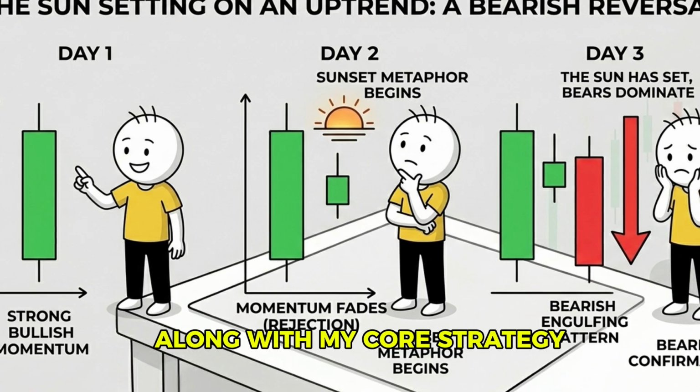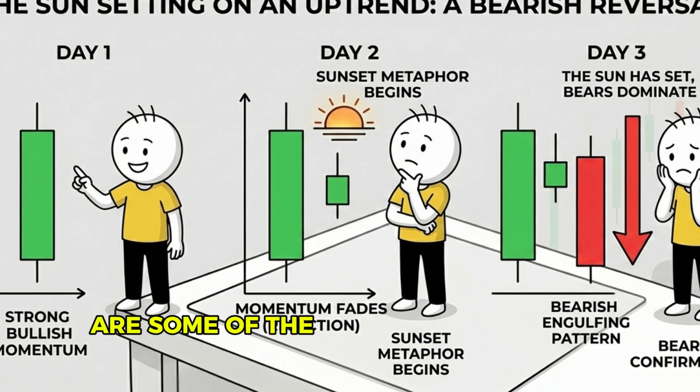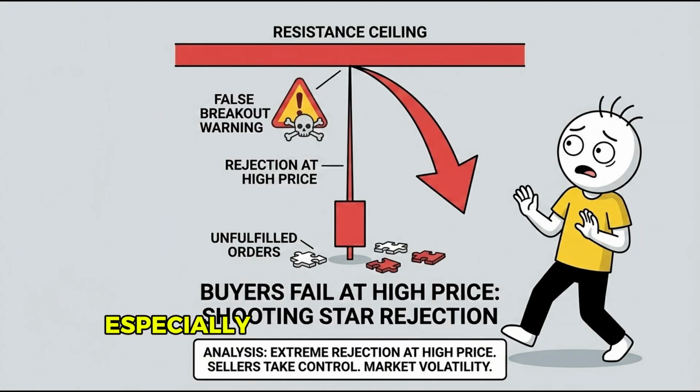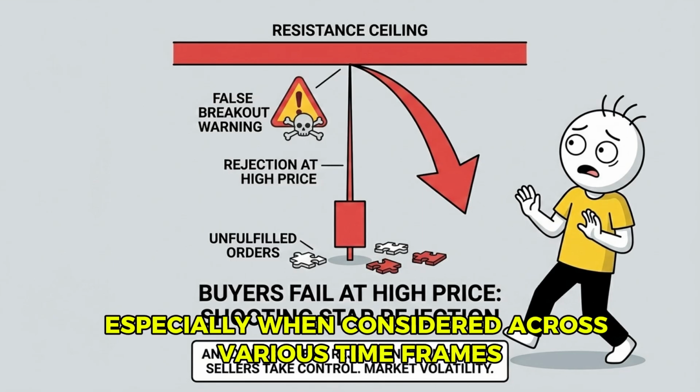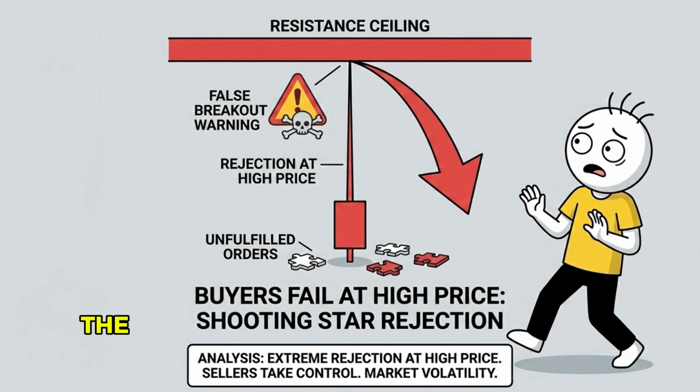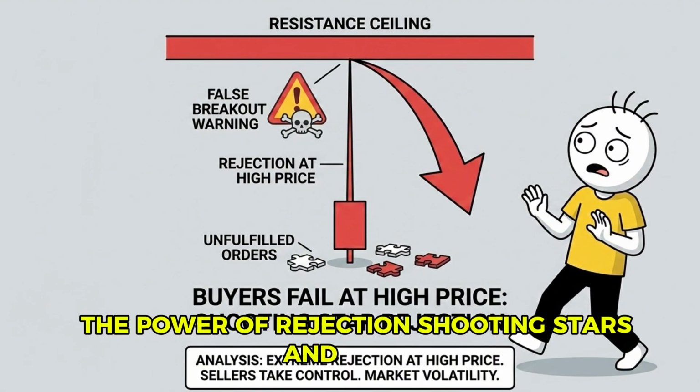Along with my core strategy, these 2 star patterns are some of the most powerful entry signals you could ask for. They are highly effective, especially when considered across various time frames. I highly recommend writing these down and starring them in your notes. The power of rejection, shooting stars, and crows.